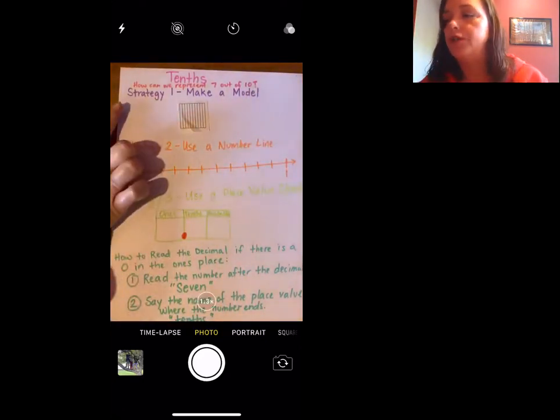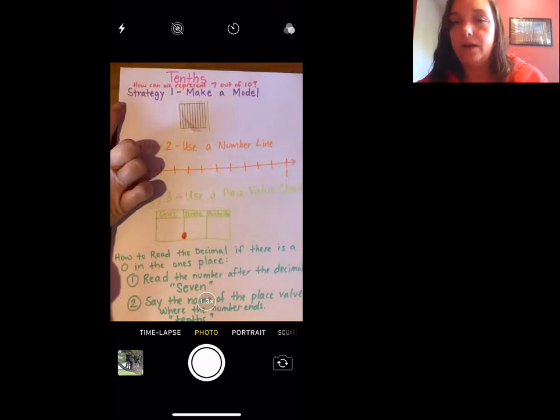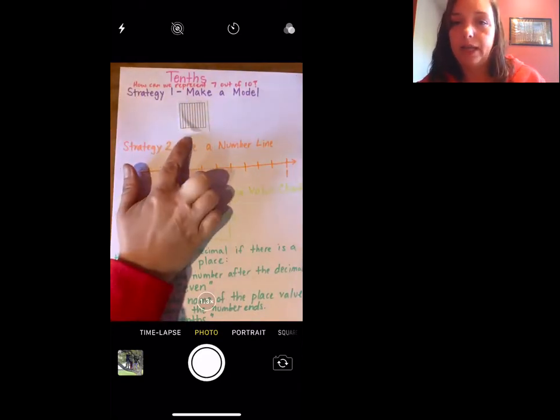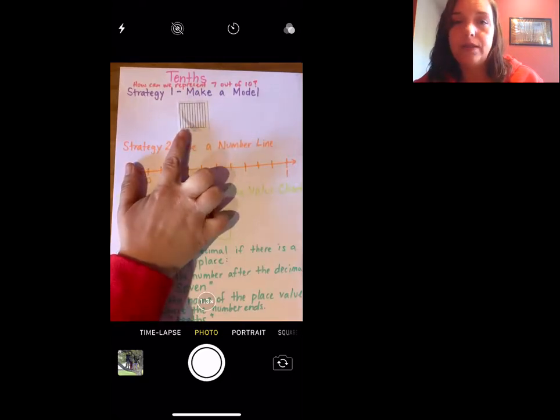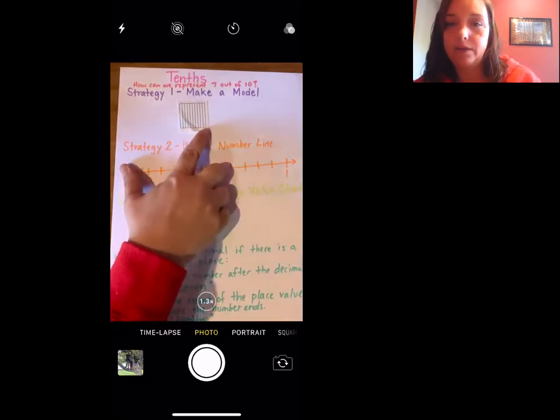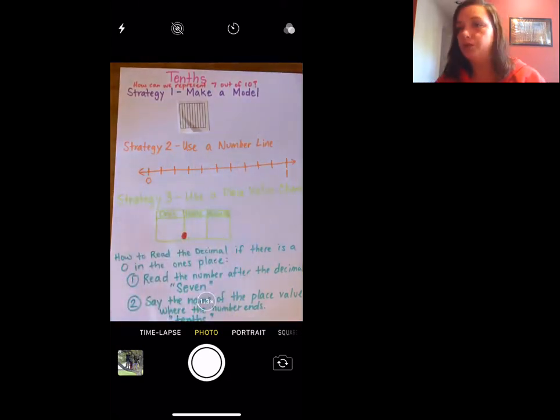The first strategy I want to present to you is to make a model. You can do that with a tenths model like this. For a tenths model like this, you can see that it has 10 parts. To show us 7/10, what we need to do is shade 7 out of those 10.